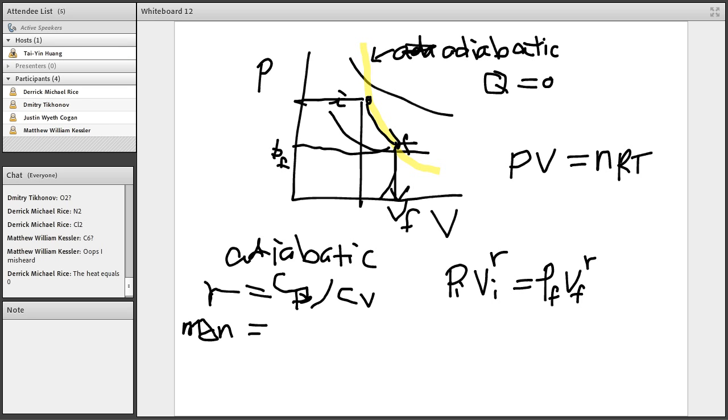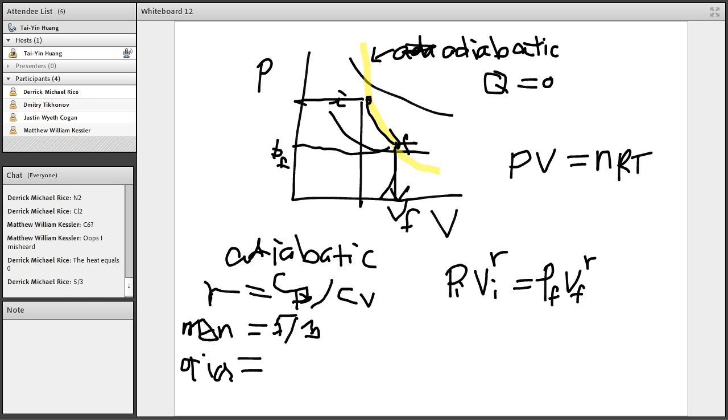Anyone? If this is monatomic, what is the ratio of gamma? 5/3. So 5/3, right? That's your monatomic gas. What about diatomic? For diatomics, the ratio is 7/5. So that's 1.4. Okay, so we can see that when you're dealing with monatomic or diatomic, your gamma value will be different.